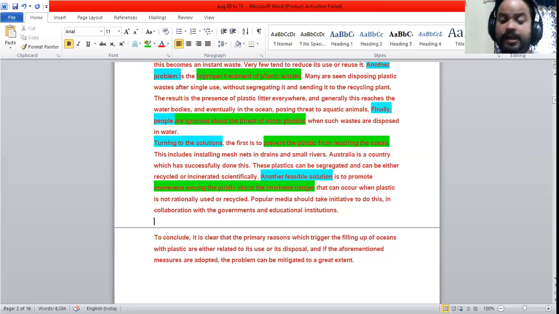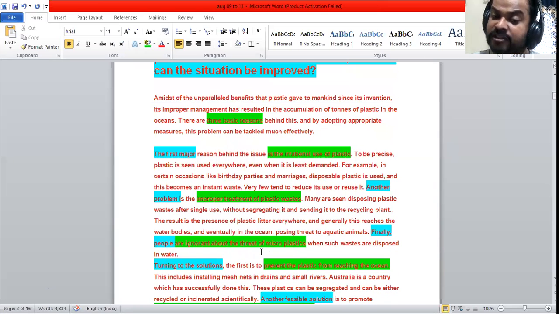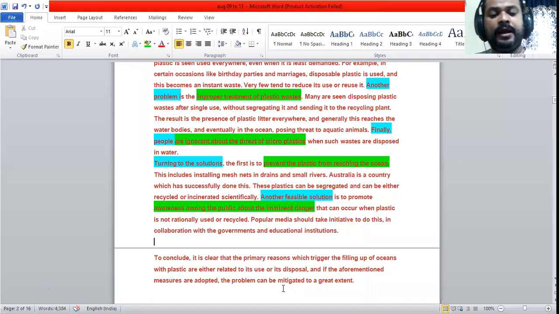Now let's see the conclusion. To conclude, it is clear that the primary reasons which trigger the filling up of oceans with plastics are either related to its use or its disposal. So it's a summary of the first paragraph. And if the aforementioned measures are adopted, the solutions from the second paragraph, the problem can be mitigated to a great extent.